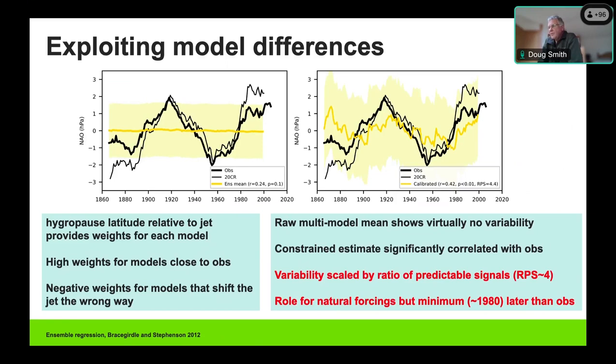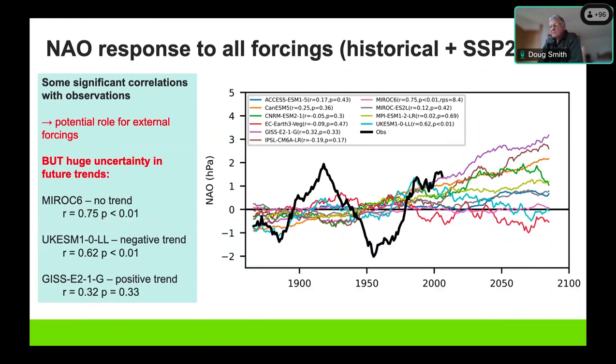Okay, next slide, please. Okay, so what about if we have all forcings and indeed if we look at future projections as well? So I've plotted a selection of models here, and these are all forced by the SSP 245 scenario. And you can see that some of the models, so MIROC, for example, has a very high correlation with the observations over this historical period. UKESM also has a high correlation.